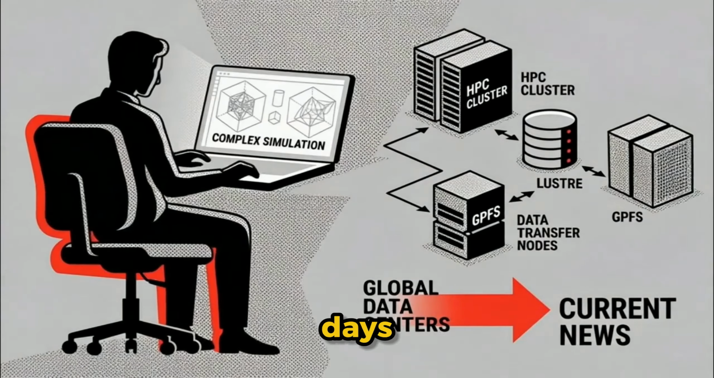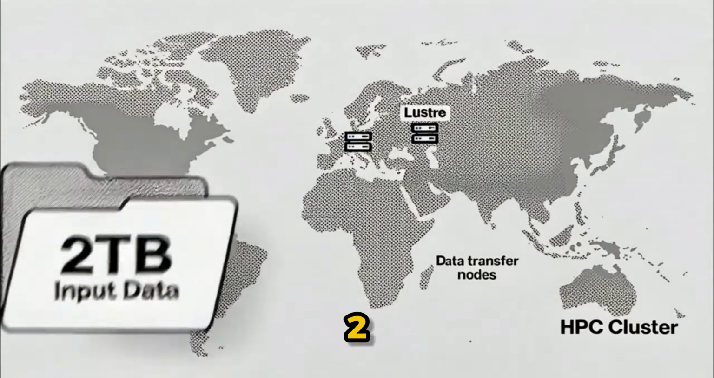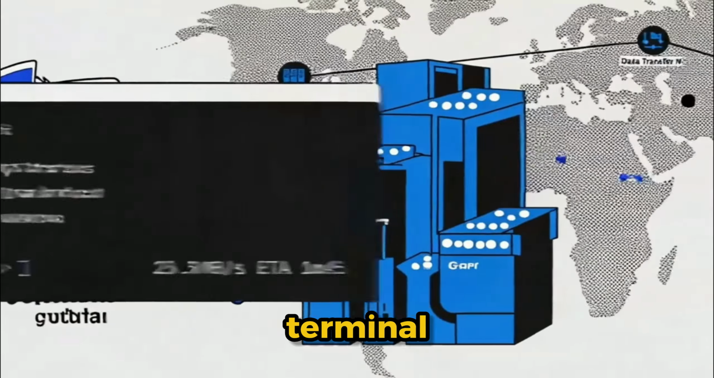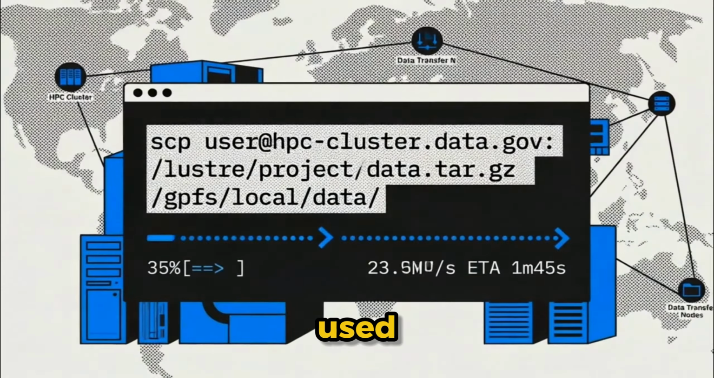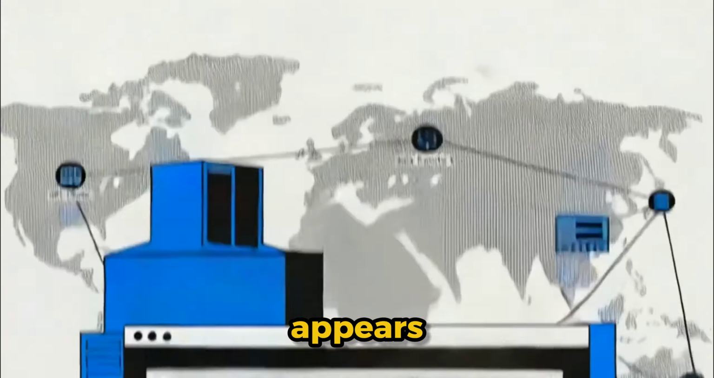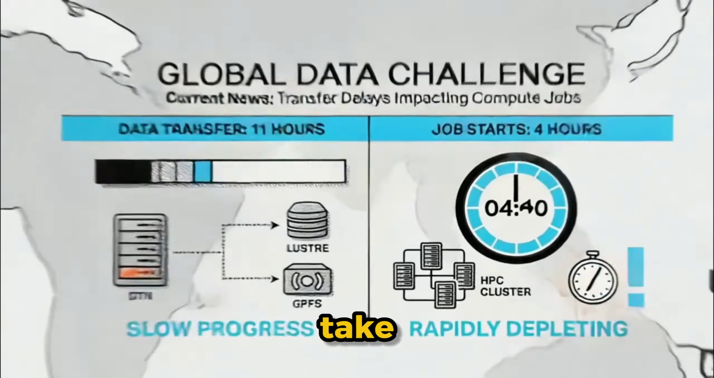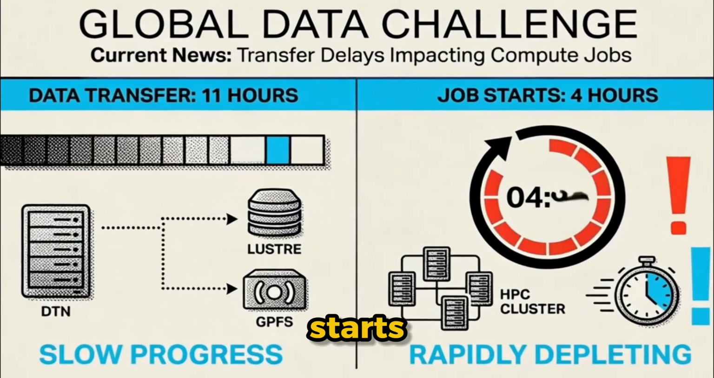You have spent 3 days preparing a simulation dataset on your local machine. Now you need to move 2 terabytes of input data to the HPC cluster before your compute allocation starts. You open a terminal, type the copy command you have always used, and a progress bar appears. 30 seconds later, you do the math. At this rate, the transfer will take 11 hours. Your job starts in 4.